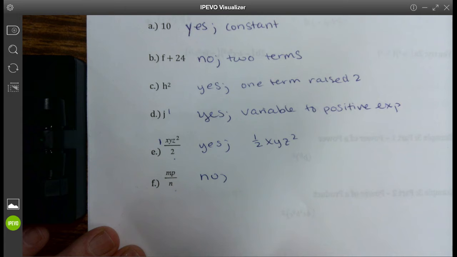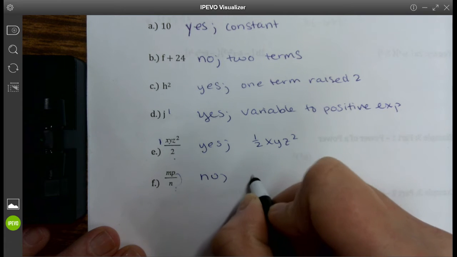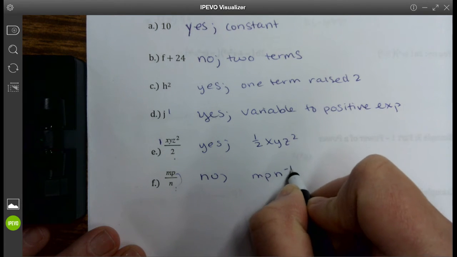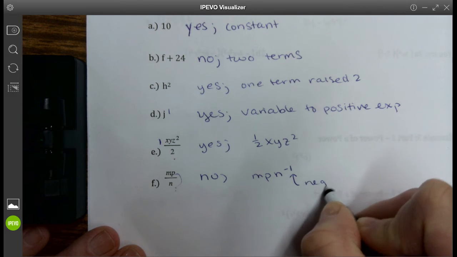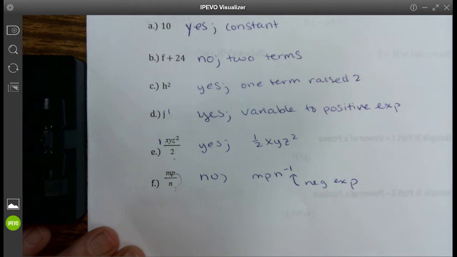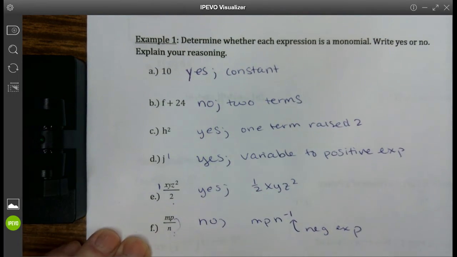No, because it's divided by a variable. And why is that a no? Because technically, if I bring it up to the top, it's now a negative exponent. So that is why. Negative exponent. If you're like, what? You'll figure it out soon. So these are examples of monomials and examples of not monomials.